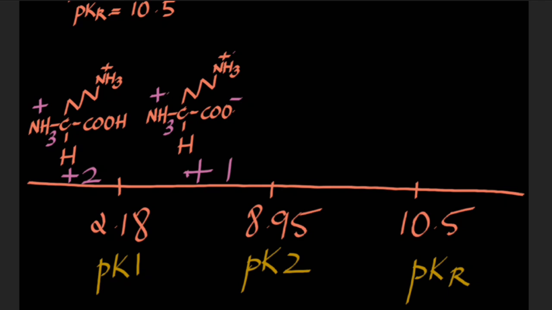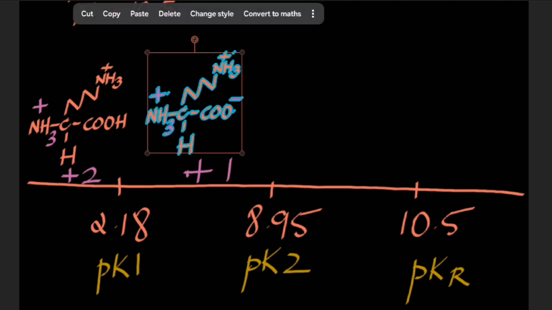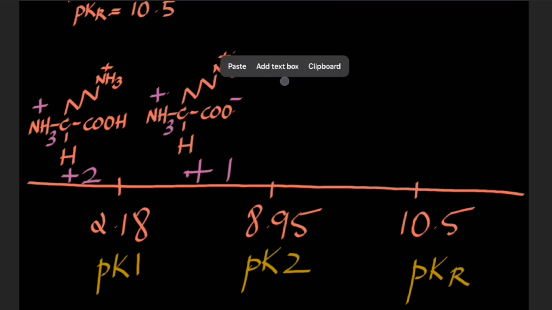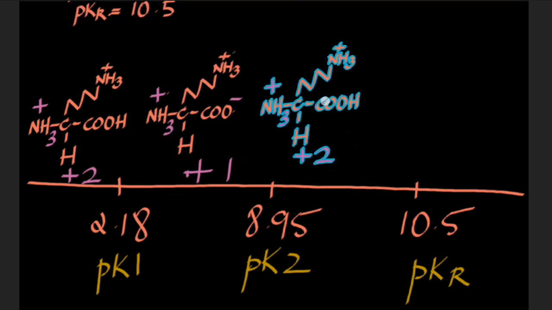Okay, so now let us see what will happen when we move towards the higher pH. So now lysine is moving towards the higher pH. As soon as it reaches 8.95, which is the pK2 value, this amino group will lose its hydrogen ion, because pK2 is associated with the alpha amino group, which is attached to the alpha carbon. So let us just paste it, and then we'll see.